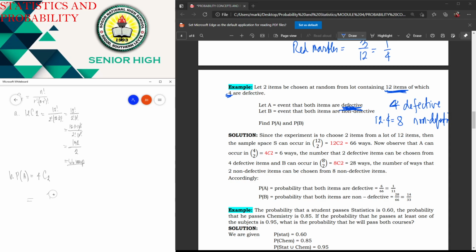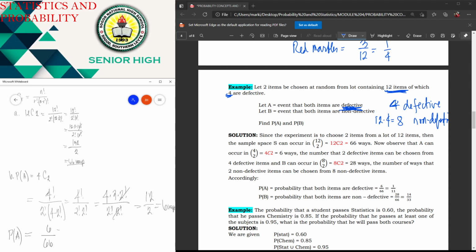So 4 combination 2 is 4 factorial over 2 factorial times (4 minus 2) factorial, which is 4 factorial over 2 factorial and 2 factorial, and then 4 times 3 times 2 factorial over 2 factorial then 2 factorial. So that is 4 times 3, that is 12, divided by 2, that is 6. In getting that, there are 6 ways of getting 2 defective out of 4 defective. So we have 6 over 66. This is our probability of A.